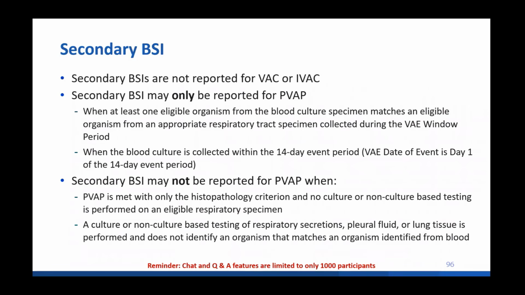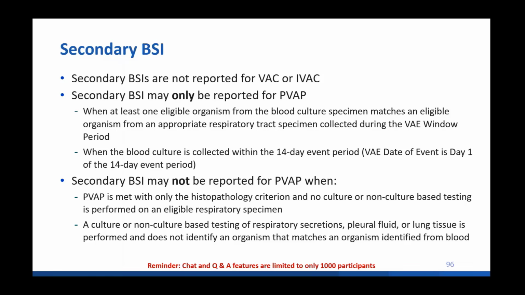Secondary BSIs are not reported for VAC or IVAC, but they may be reported for PVAP when at least one eligible organism from the blood culture specimen matches an eligible organism from an appropriate respiratory tract specimen collected during the VAE window period. Secondary BSI may also be reported when the blood culture is collected within the VAE 14-day event period.